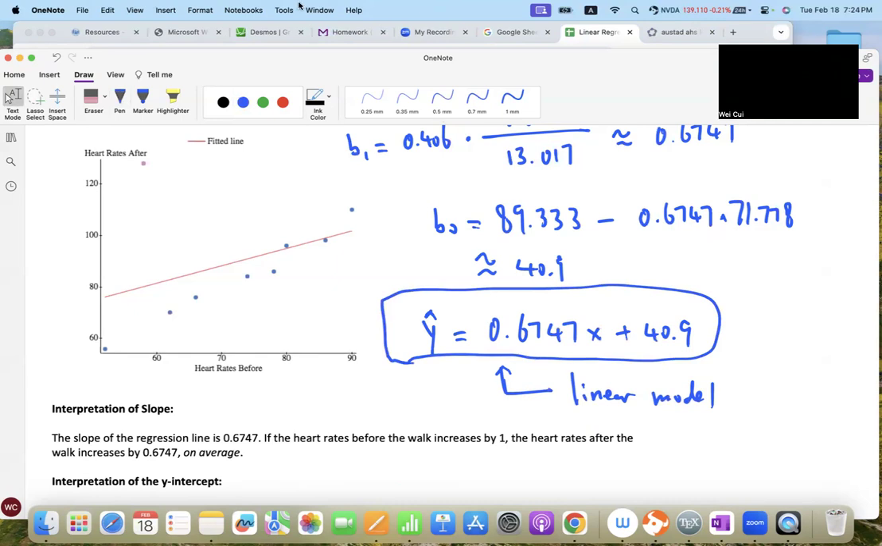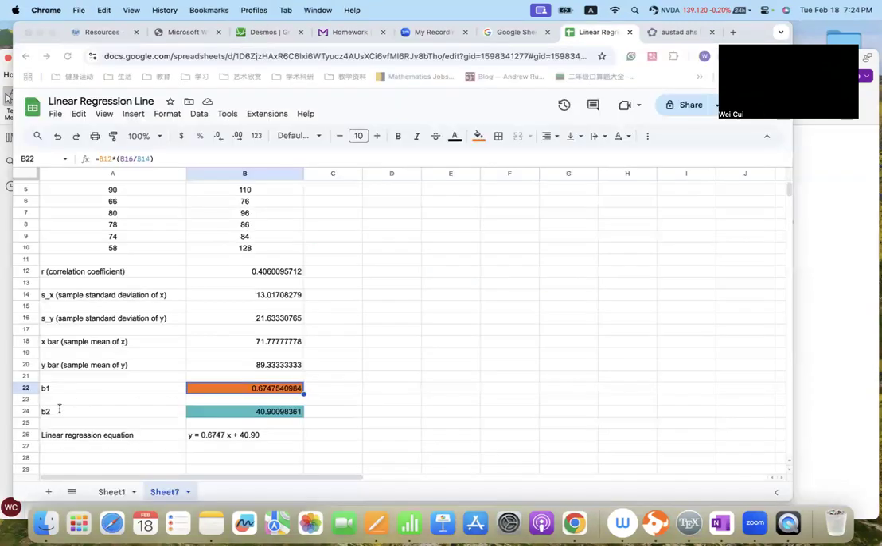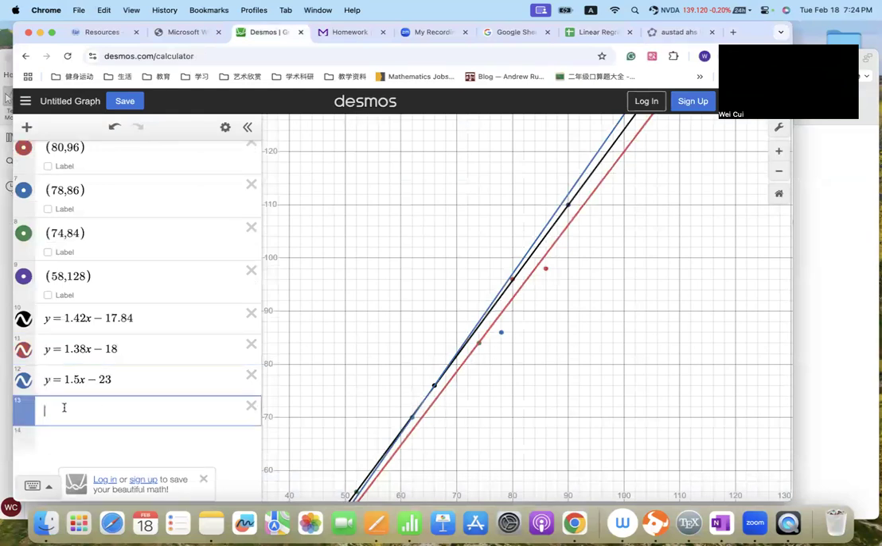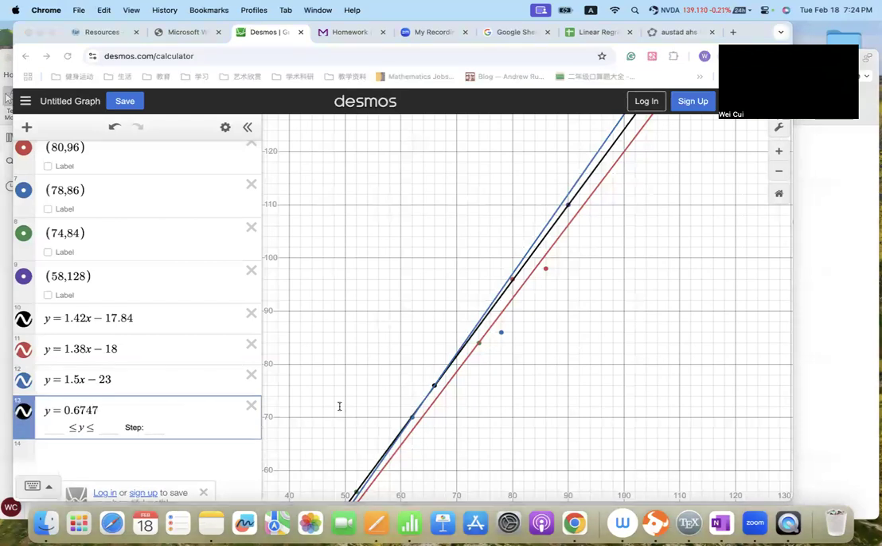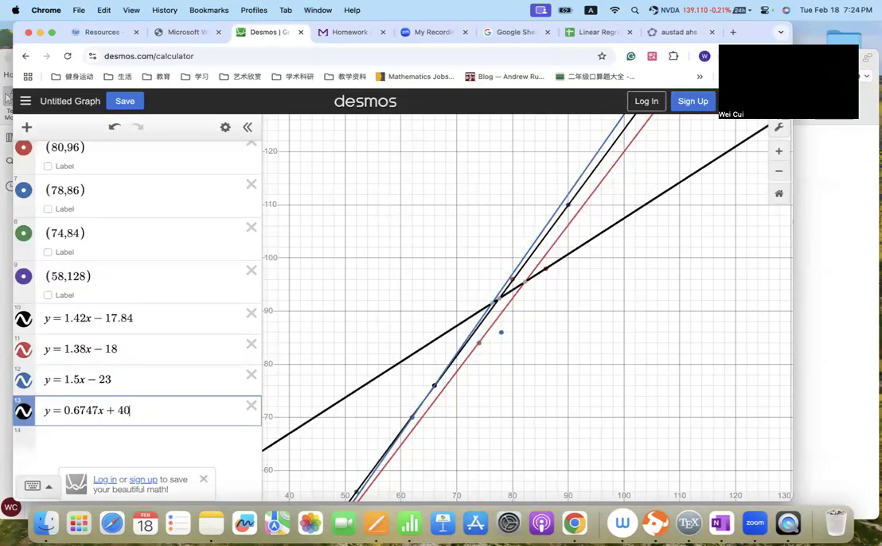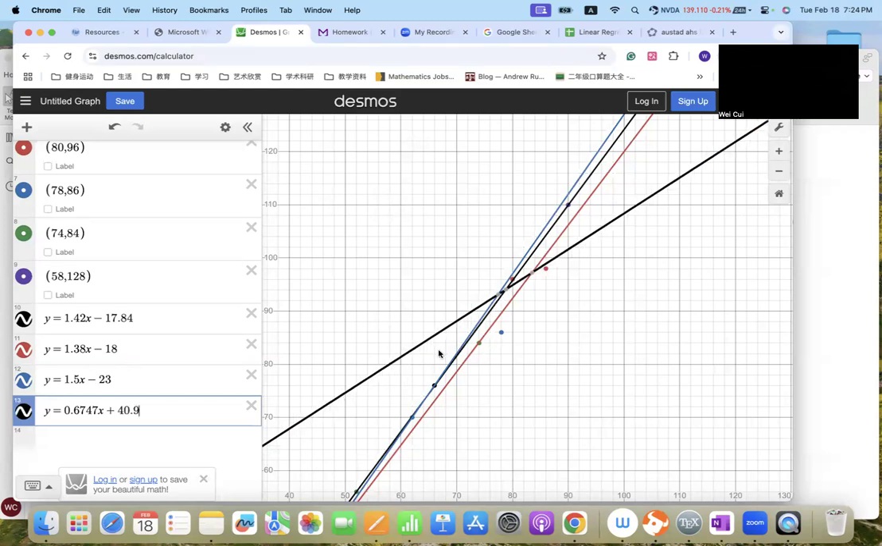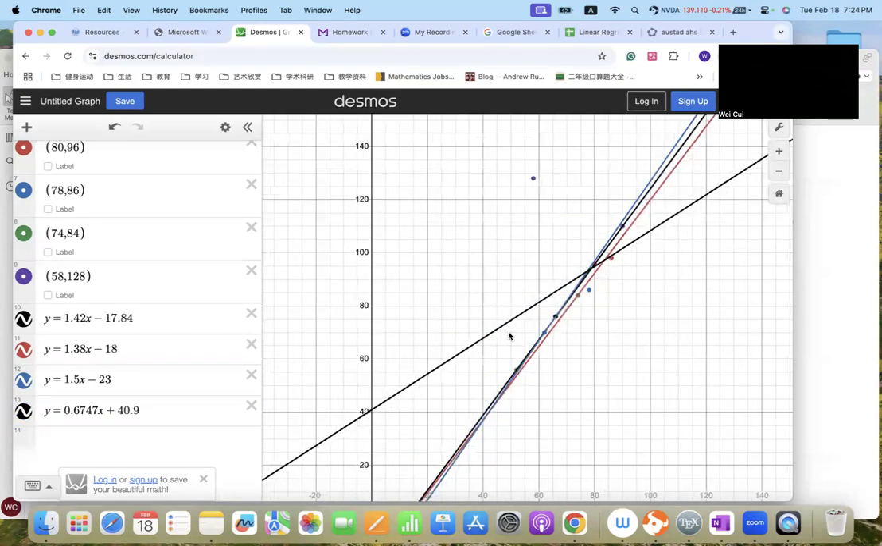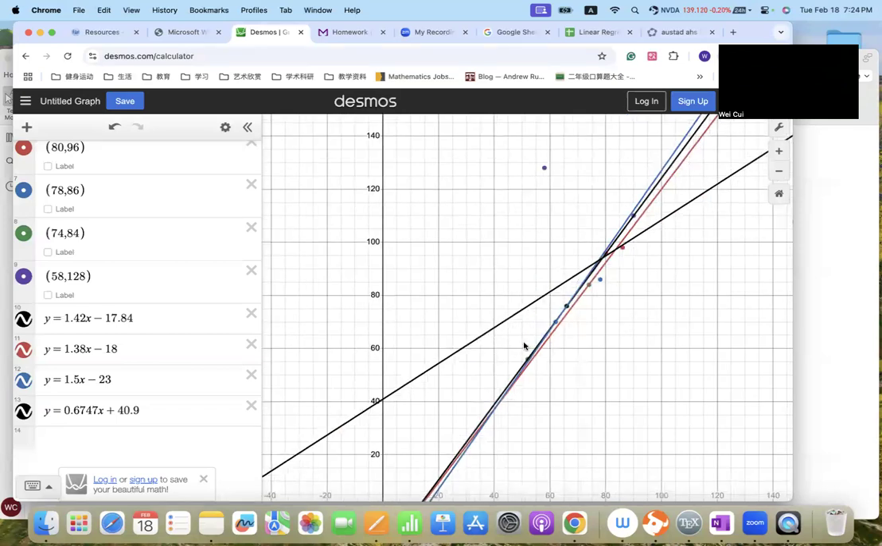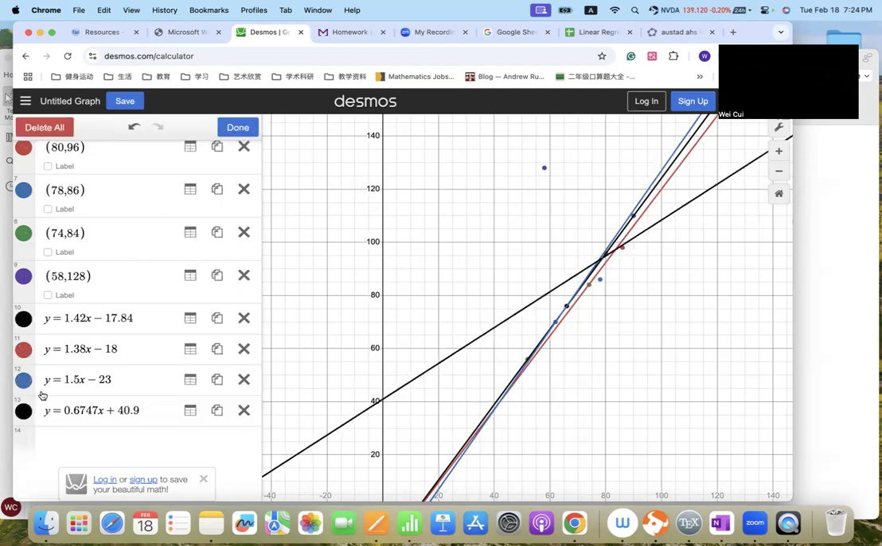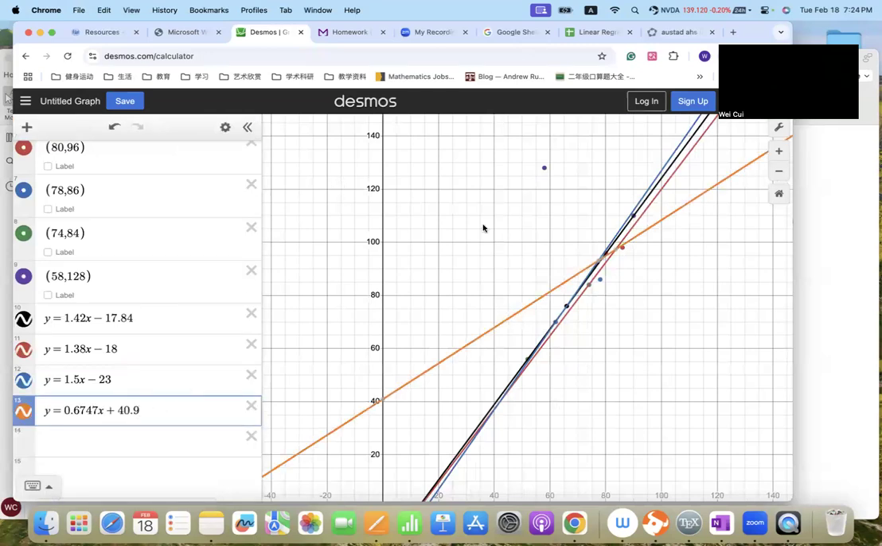Okay. So now let me put this equation into decimals. So y equals 0.6747x plus 40.9. It turns out the best line that will fit these points is going to be this one. Let me change the color. Okay, let me use orange. So it turns out the best line is this orange line.